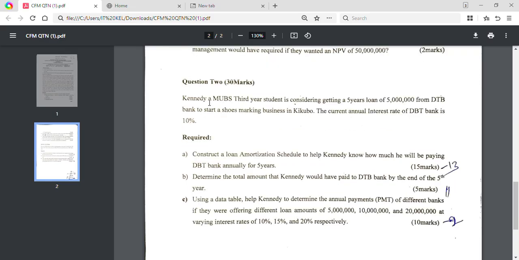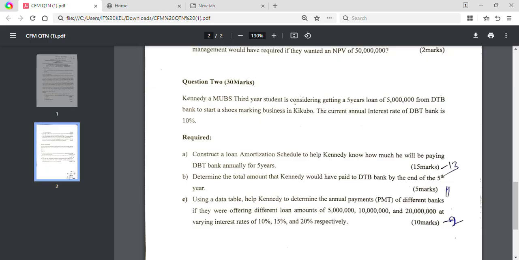The question says, Kennedy, a student, is considering getting a 5-year loan of 5 million from DTB, a bank, to start a shoe making business in Chikuvo. The current annual interest of DTB is 10%. Required: construct a loan amortization schedule to help Kennedy on how much he will be paying the bank annually for 5 years.